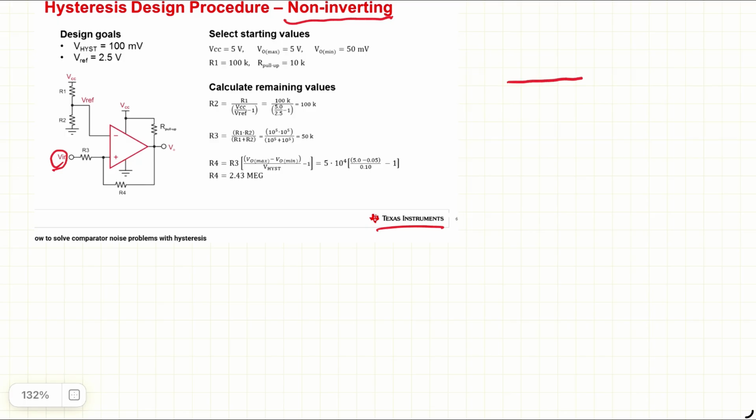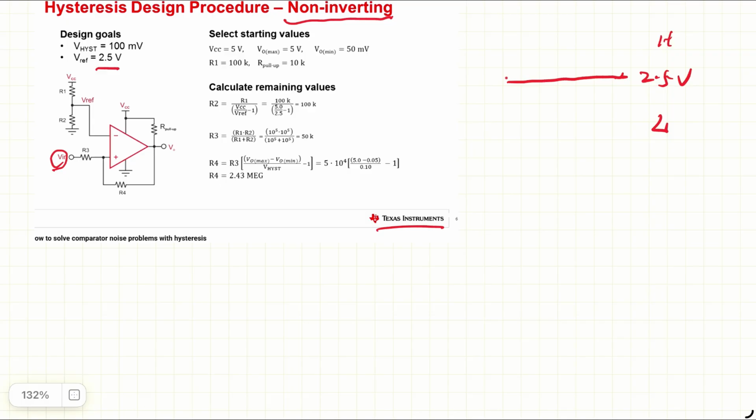Hysteresis basically is like this. Let's take this design example here. The reference voltage is 2.5 volts, and we intend to design a hysteresis of 100 millivolts. So what does hysteresis do? If you have a 2.5 volt reference voltage, in the ideal case, whenever the input is above 2.5 volts you will have a logic high, and below 2.5 volts you will have a logic low. The output will be low.